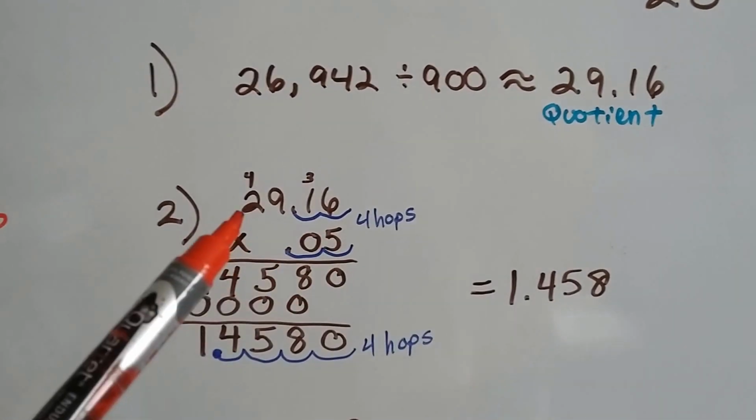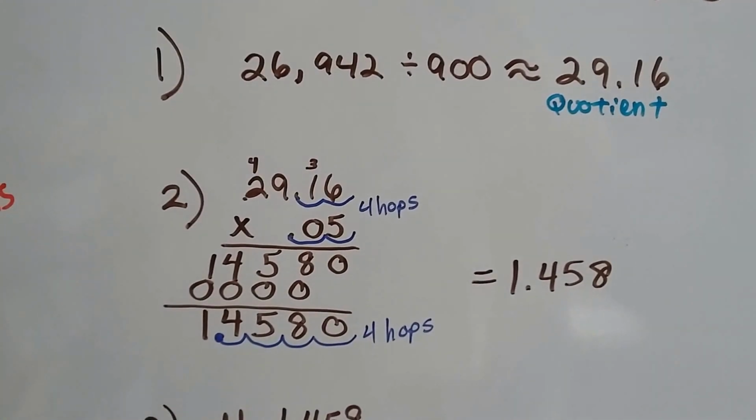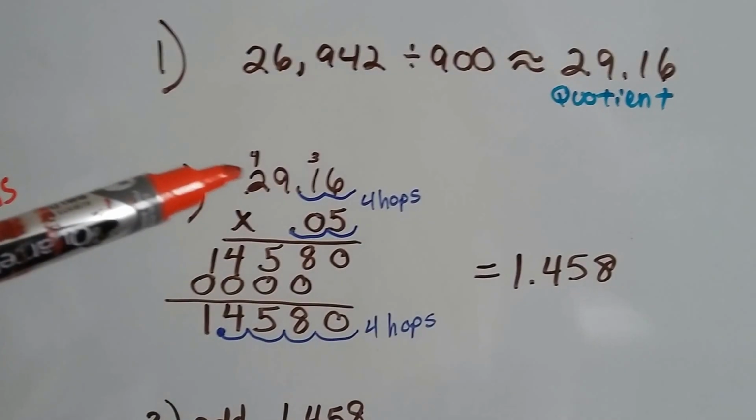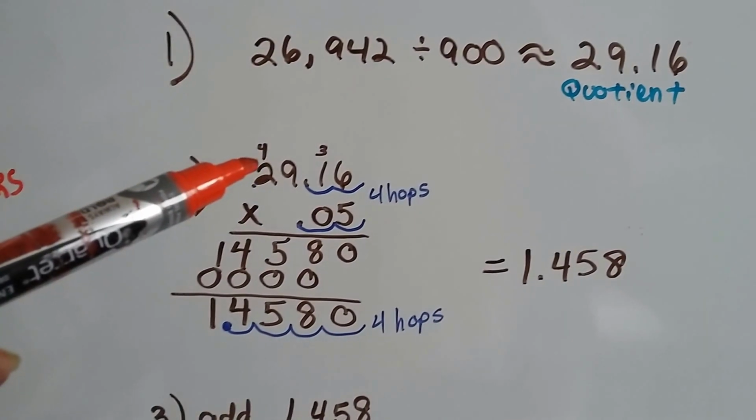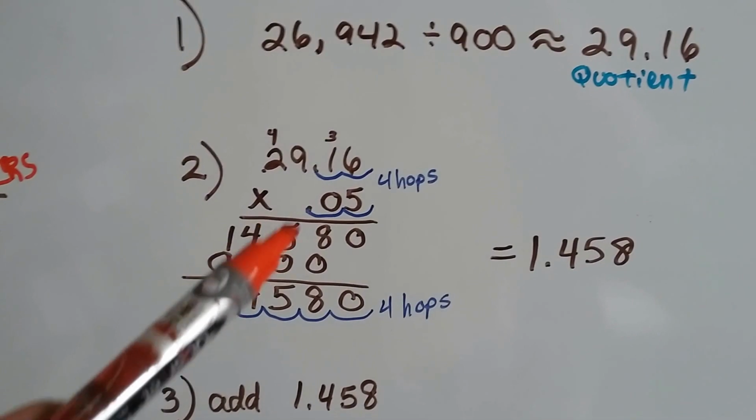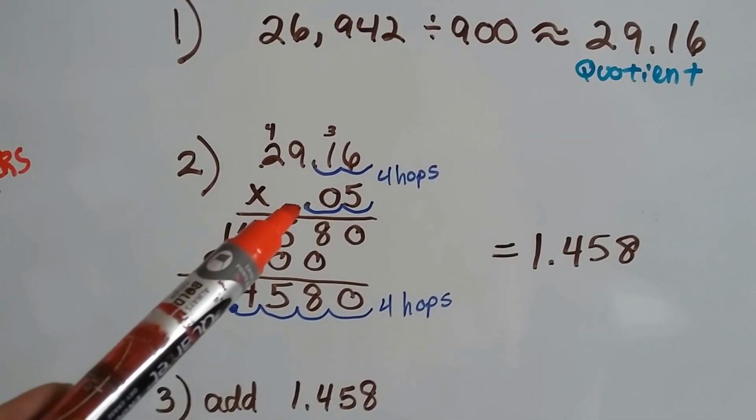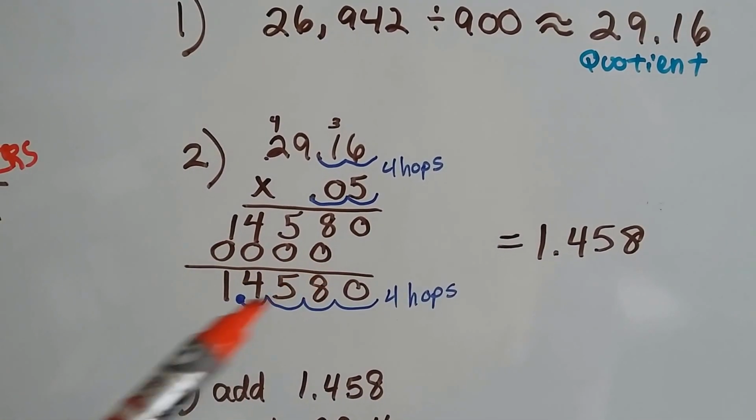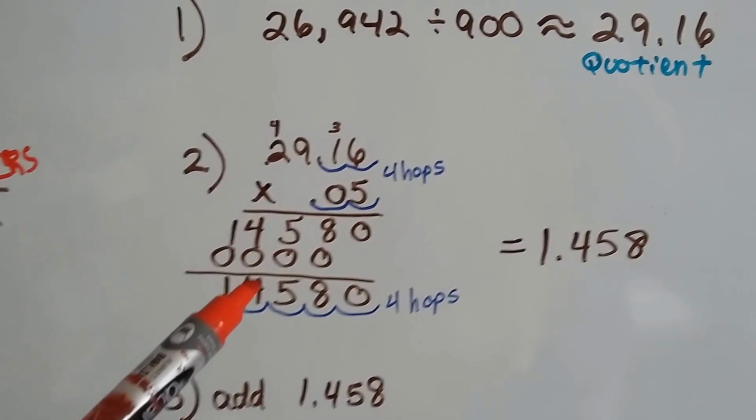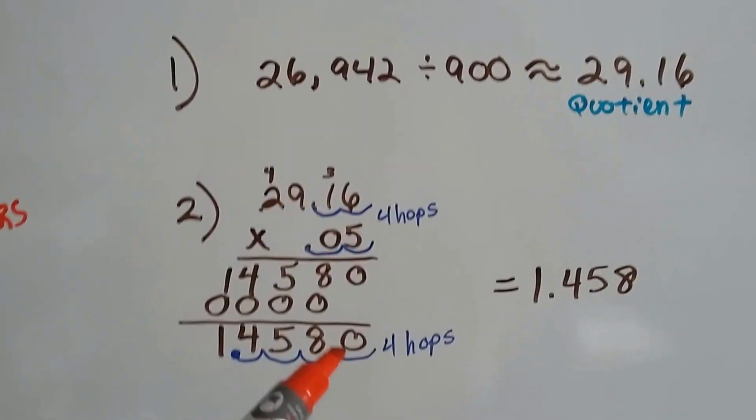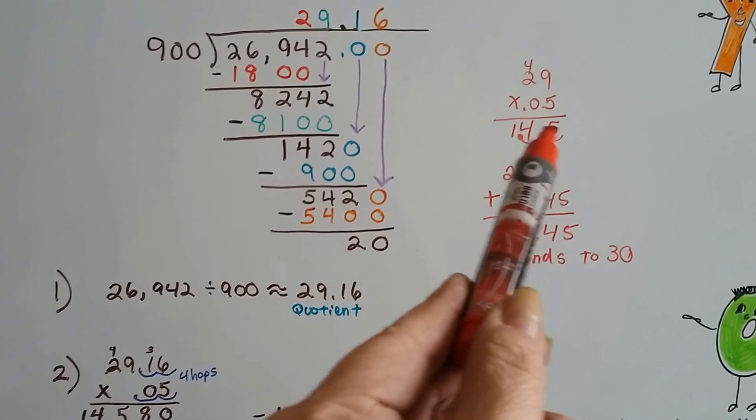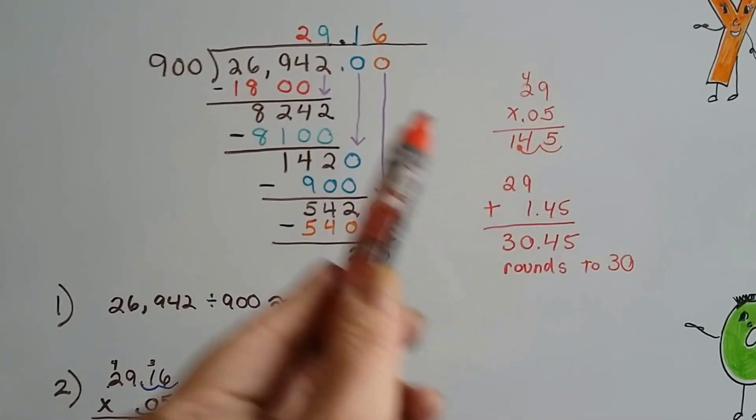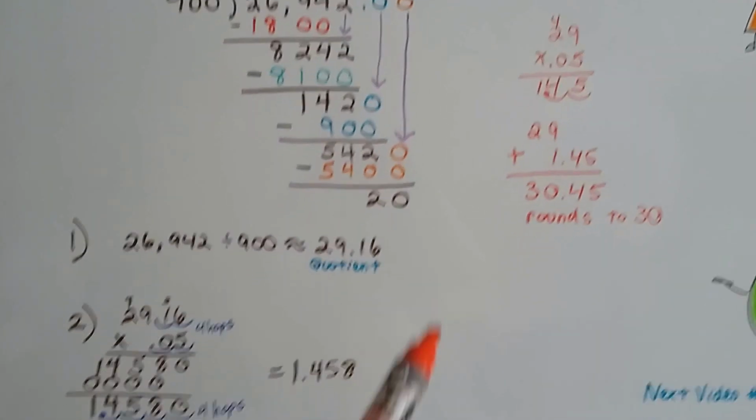So depending on how you do this, there's 2 different ways to do this. We can find 5% of 29.16 by multiplying 29.16 times 0.05. And again, we get the 1.45, but now it ends with an 8. See how it's a little more exact? It ends with the 8 because we continued on here, see?